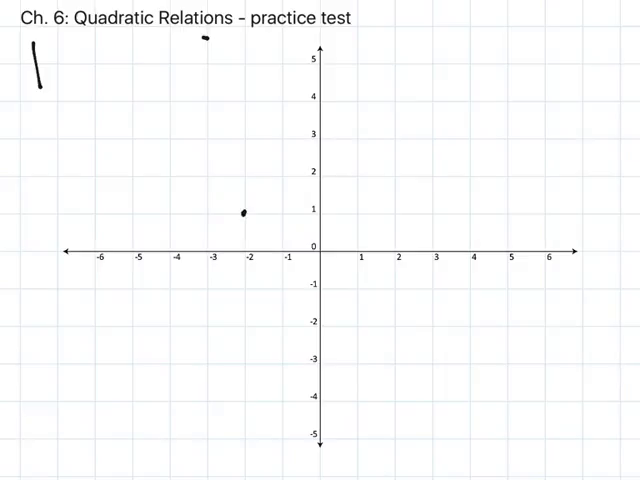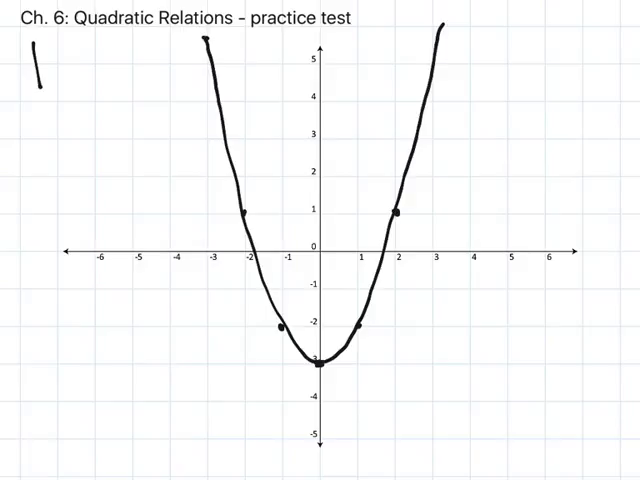-2 and 1, -1 and -2, 0 and -3, and then we go back the other side, and then they ask you to do the curve of best fit, which would be something like that. So that's A.